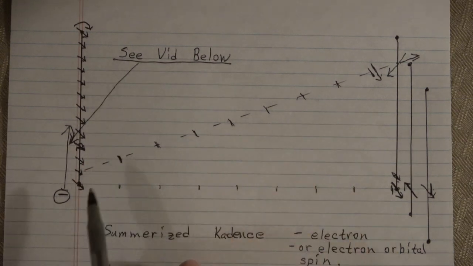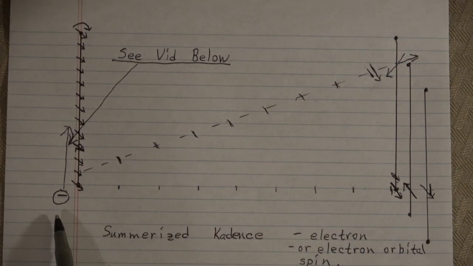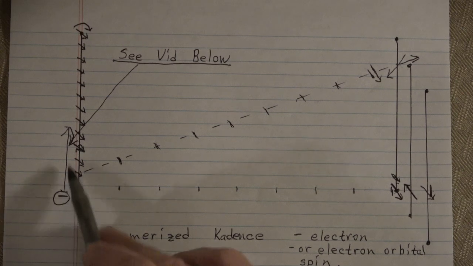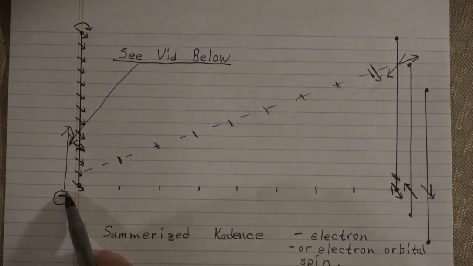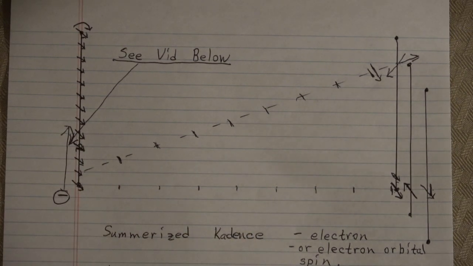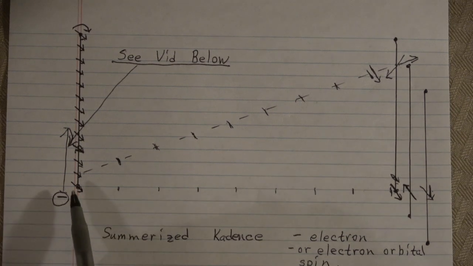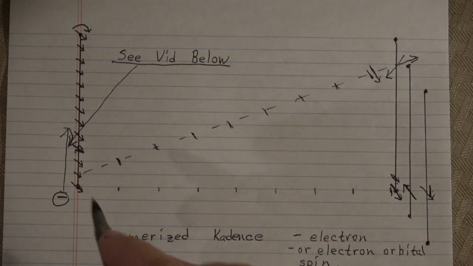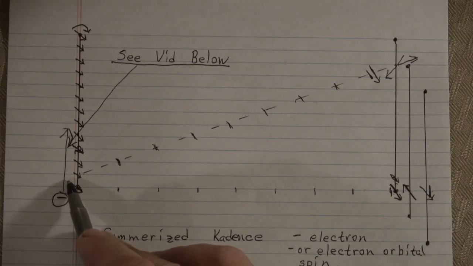Again, I've got a video link below that gives an idea of how the charge in a photon works. And right now I'm going to be looking at the electrons. So I'm going to say that the electrons, or electron orbits, have a synchronization.